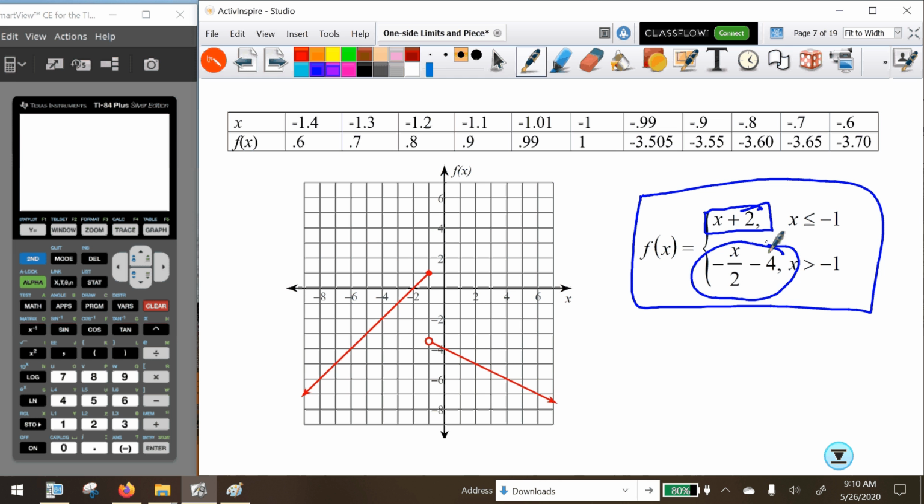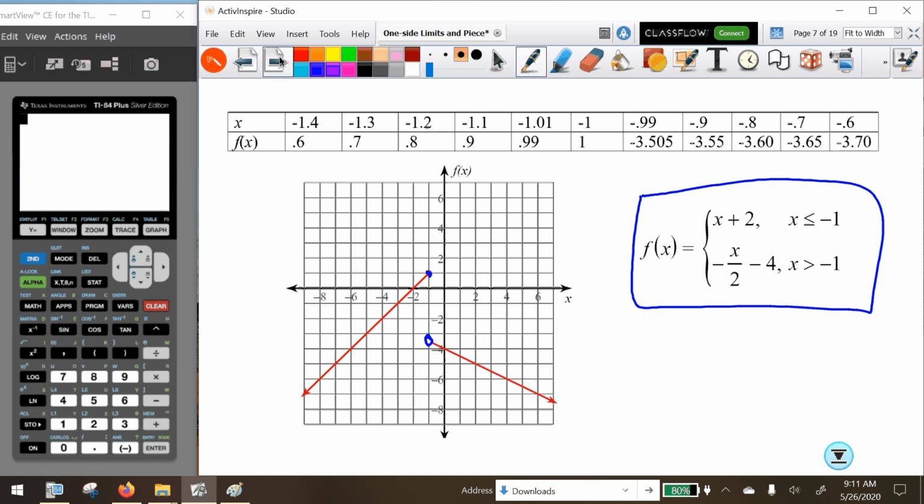4. And you can see that for anything less than negative 1 or equal to negative 1, it's defined by this linear function. And anything greater than negative 1, it's defined by this linear function. As we get closer and closer to negative 1, these two parts are at different parts of the graph. They're defined as different y values, so the limit does not exist. This is a non-removable discontinuity. This is a jump discontinuity.